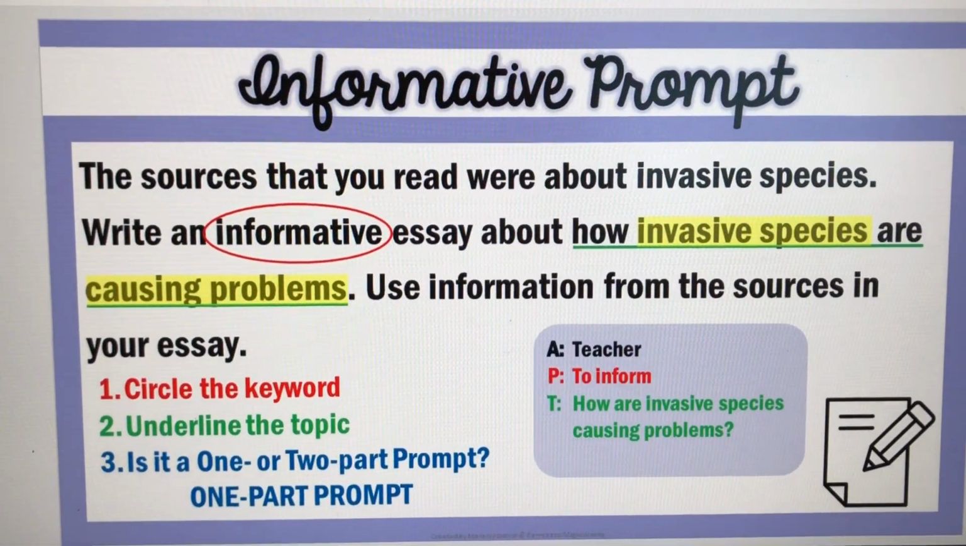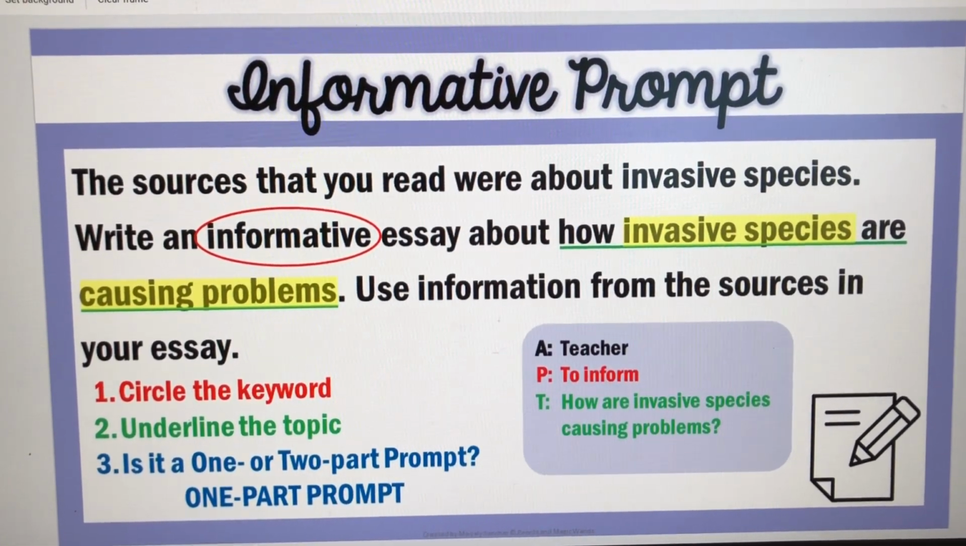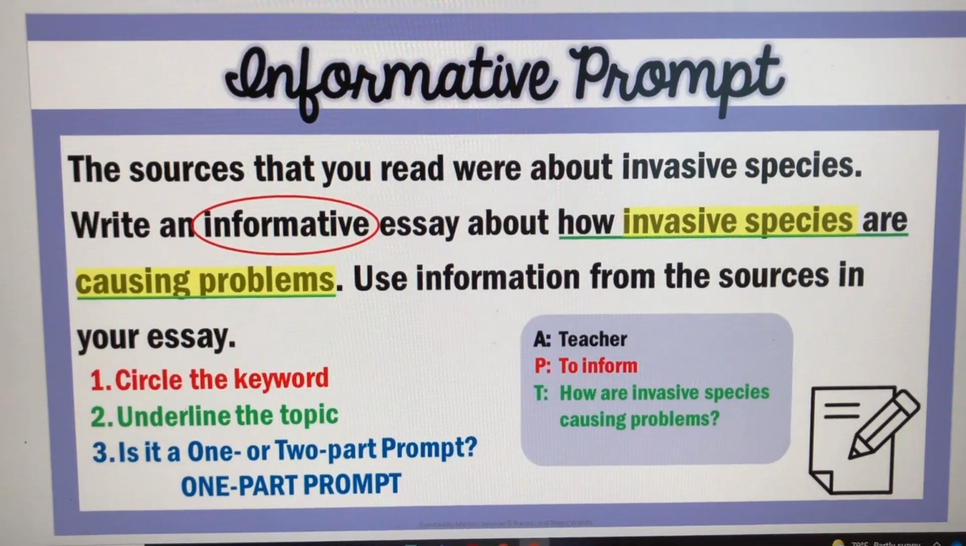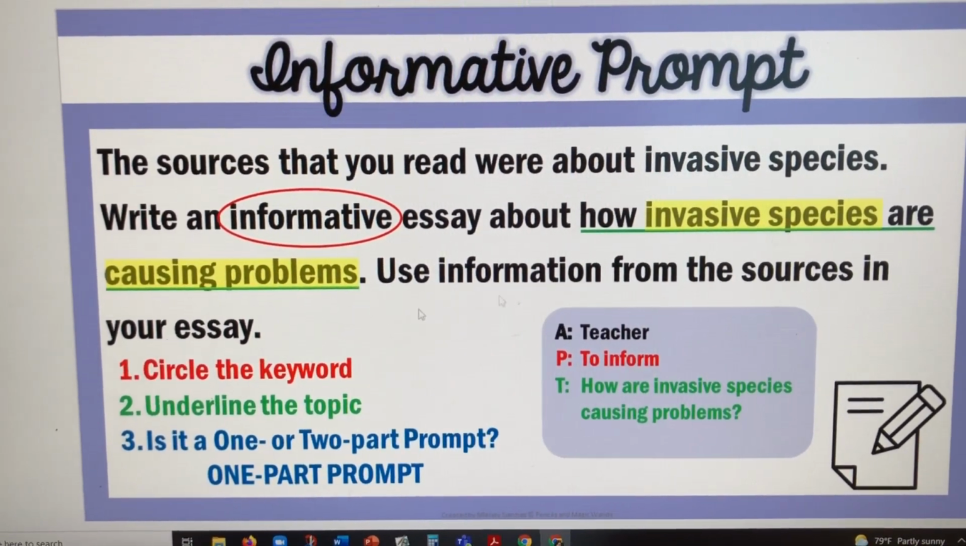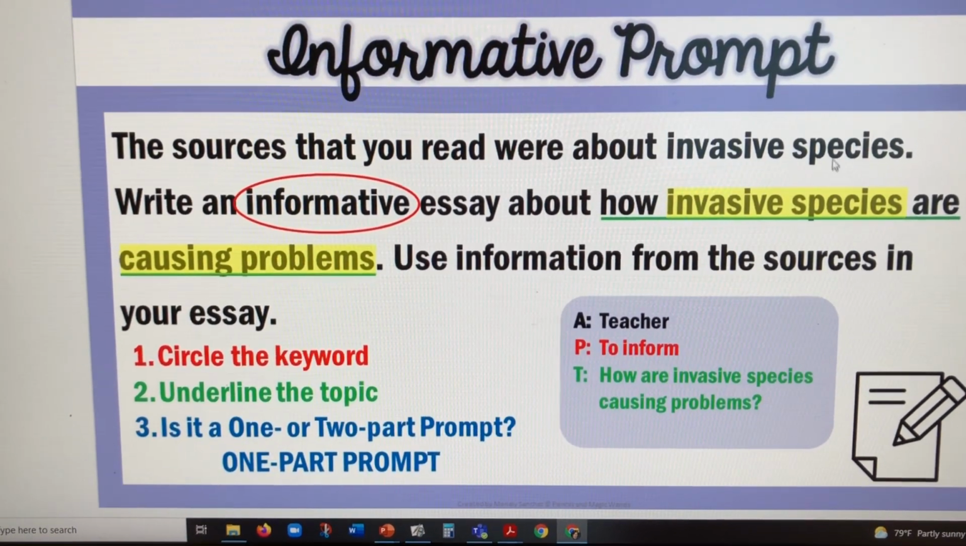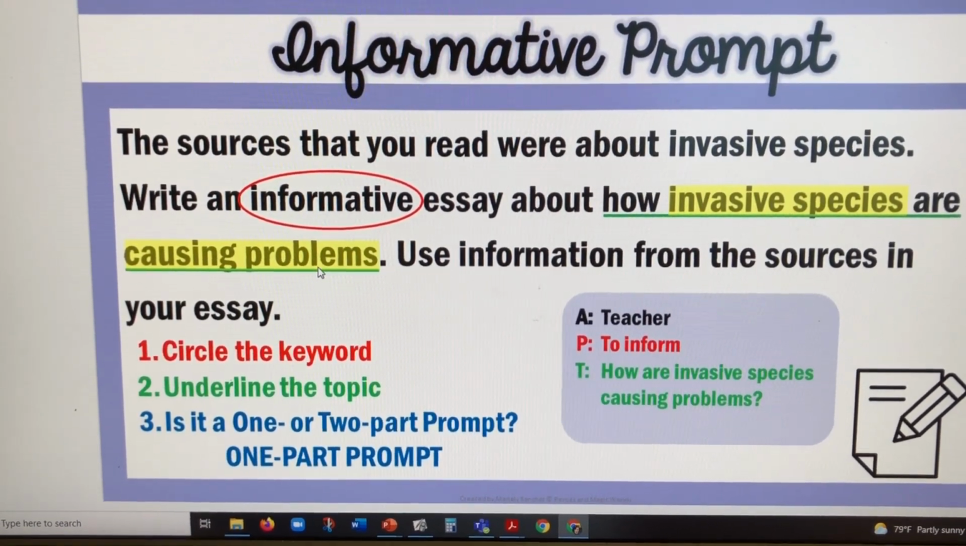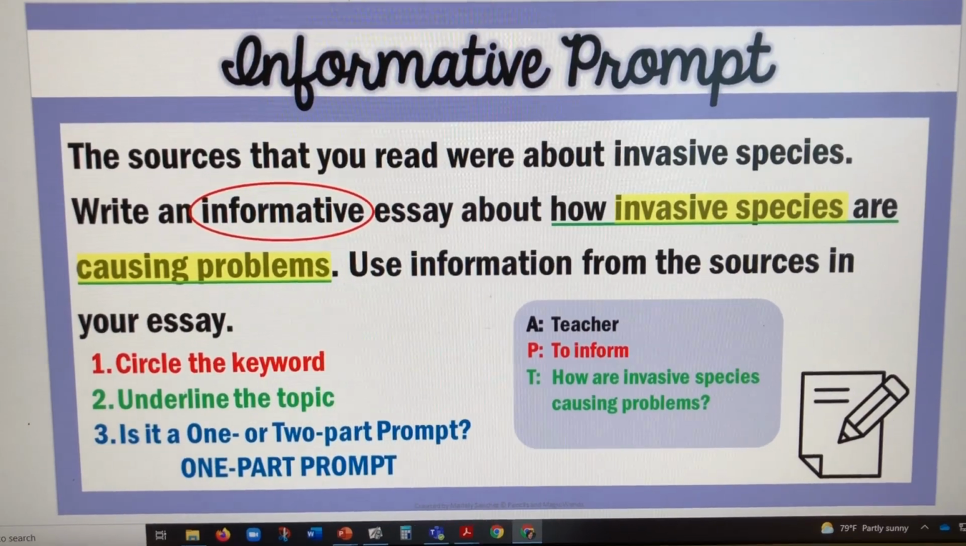We looked back at the prompt because today we were working on writing an introduction. It's very important that we look back at the prompt and look at those keywords like invasive species and causing problems, so we know to mention those in our introduction so that we are on topic.